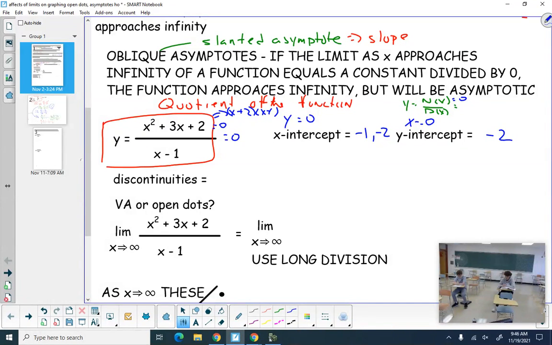Discontinuities occur wherever our denominator is equal to 0. Preston, what makes our denominator equal to 0? 1. So we have a discontinuity at x equal to 1. Now we have to determine at this value of 1, do we have a vertical asymptote or an open dot? So we can take our limit as x approaches 1. I'm going to use my factored form, since we already did it for the x-intercepts. We have x plus 2 times x plus 1 over x minus 1.